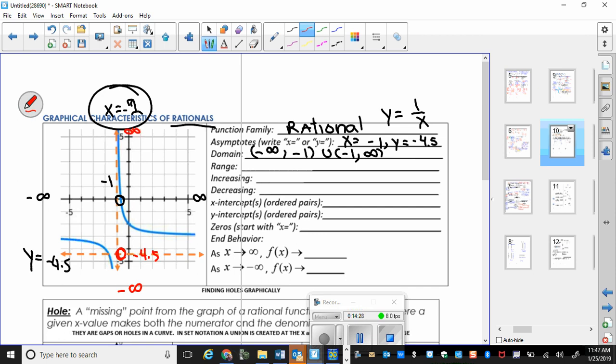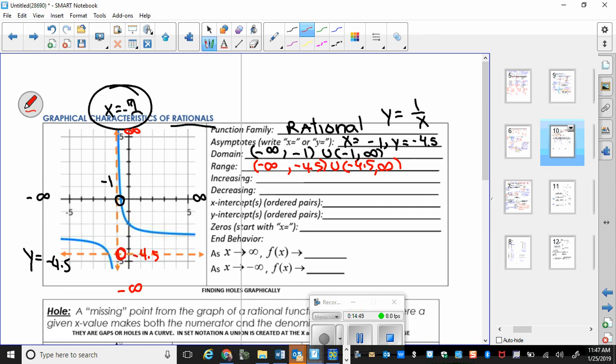to positive infinity. So you can see your asymptotes and your domain and range are very connected. So negative infinity, comma, -4.5, u, -4.5, infinity, and put parentheses there.